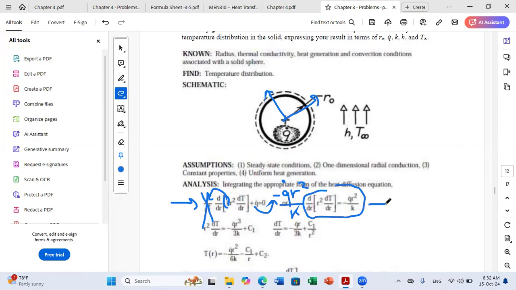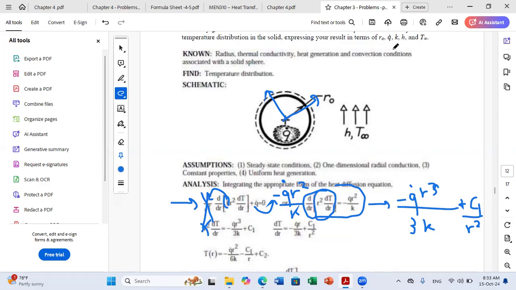When I integrate the first time, I get minus q dot r cubed over 3k, and I don't forget to add the constant C1, so plus C1. This will be equal to r squared dT by dr. Now, to perform the other integration, I should divide all terms by r squared. So I get minus q dot r over 3k plus C1 over r squared. And now I'm ready to do my second integration.